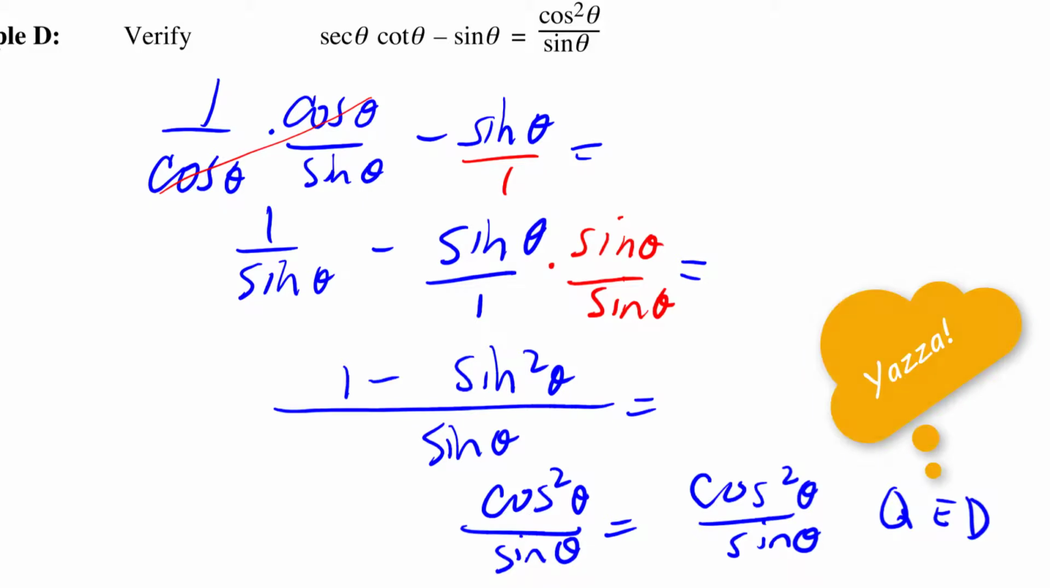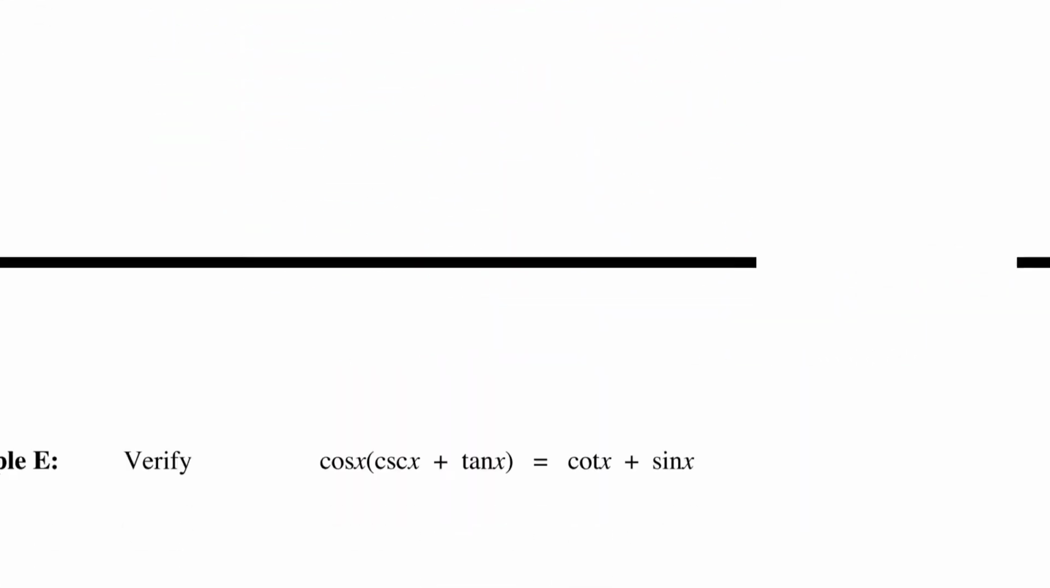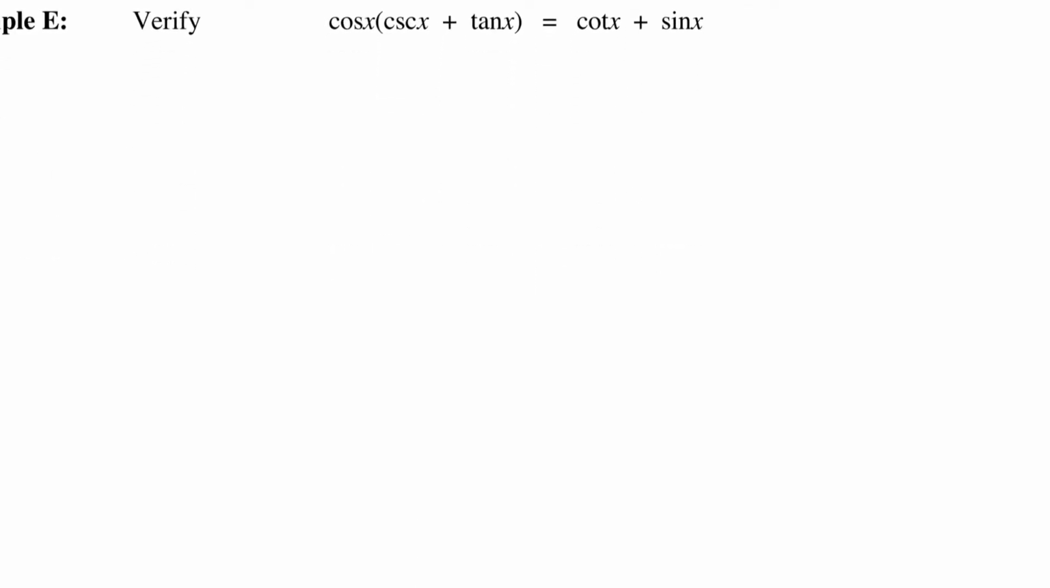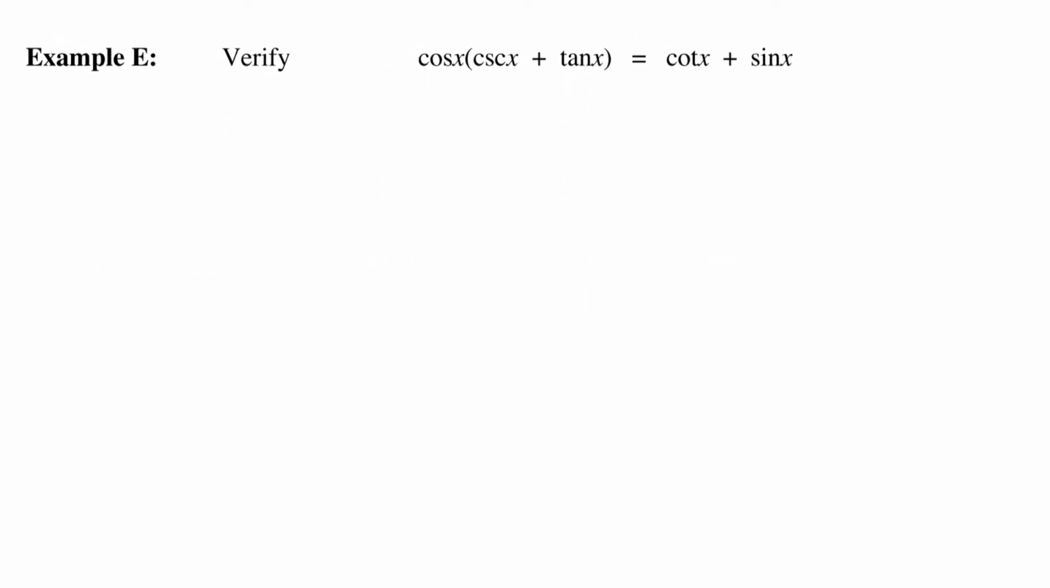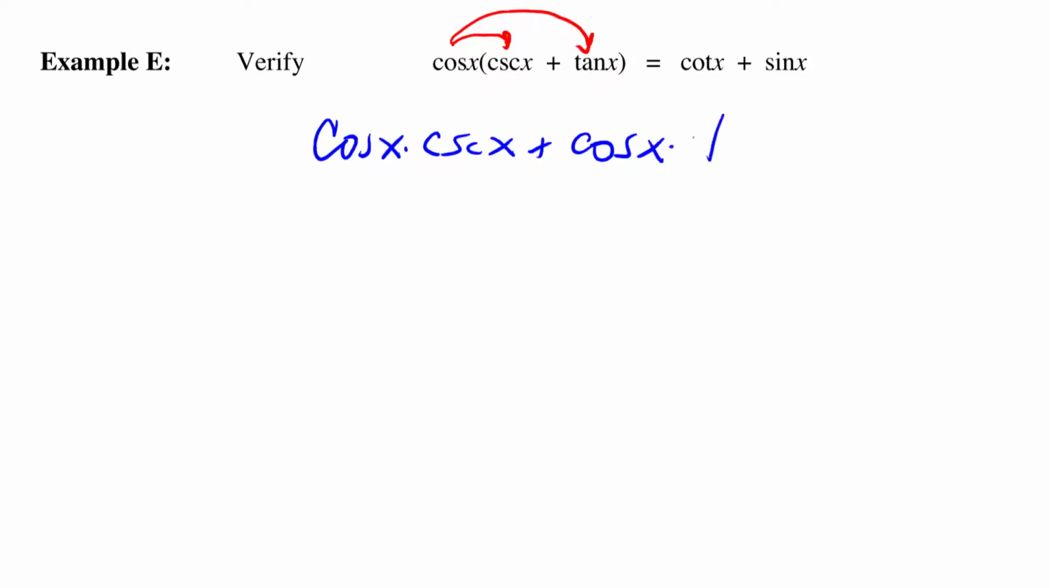Let's see what's next. Okay, this time cosine x times the quantity cosecant x plus tangent x. We're going to go ahead and distribute the cosine x through to each one. And from that we get cosine x times cosecant x, just as it is. We're not doing any simplifying that way yet. We'll get that in a moment. Plus cosine x times tangent x.